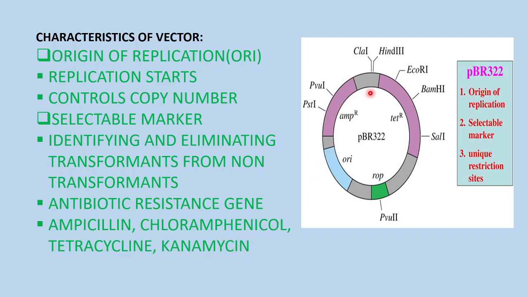So that way, different plasmids or different bacteria will be present in nature. Now, these types of resistance genes are used as a marker. How? We will see in our next slide.